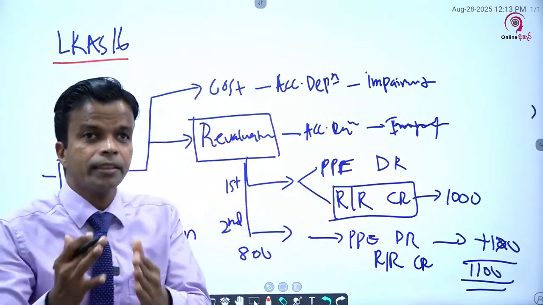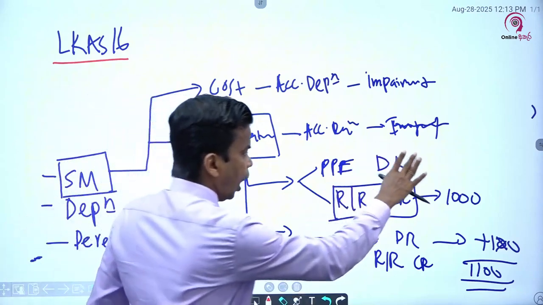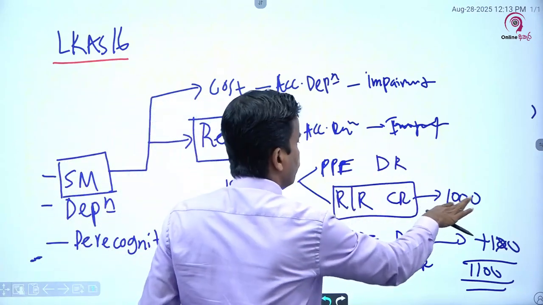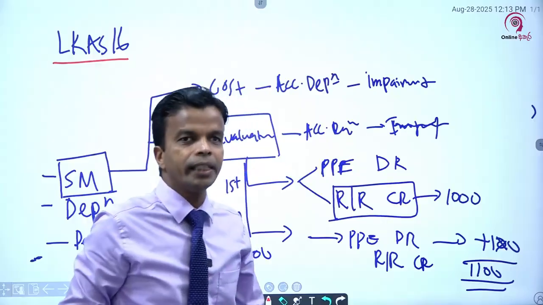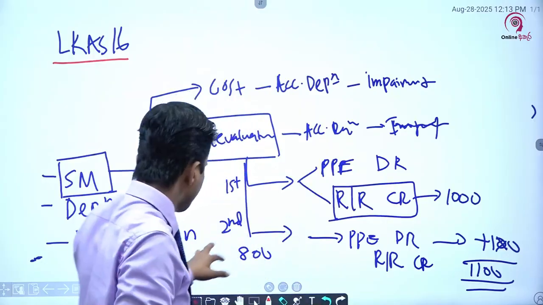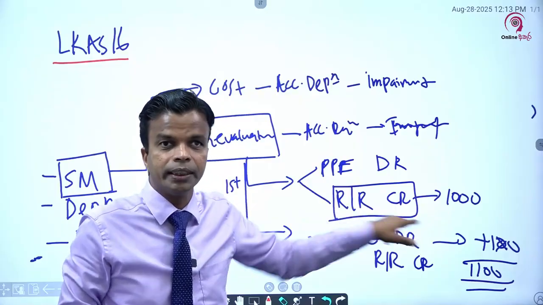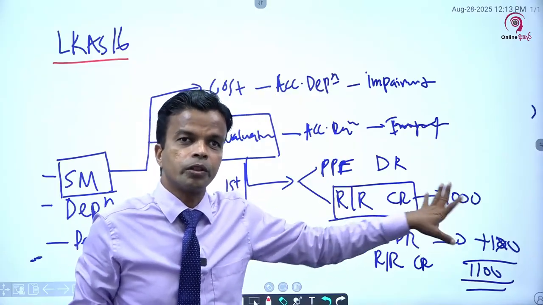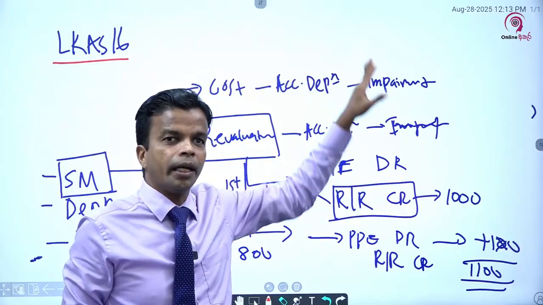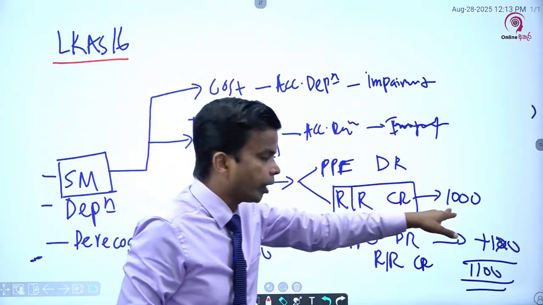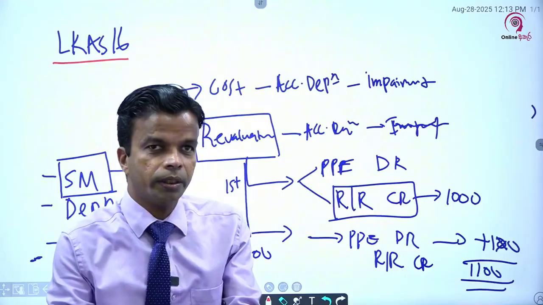What the standard says, yes, you can do that entry, provided you have sufficient surplus already in the accounts. So in this case, the deficit is 800, you have 1,000 available, yes, then you can set off because the surplus is higher than the deficit. So then the remaining 200 will stay as revaluation surplus.